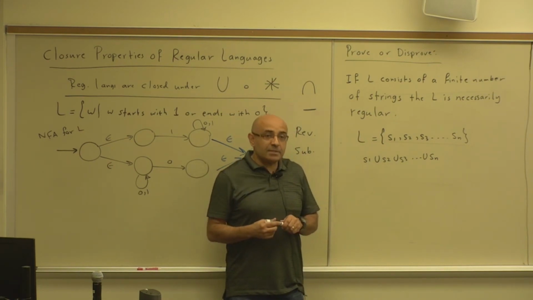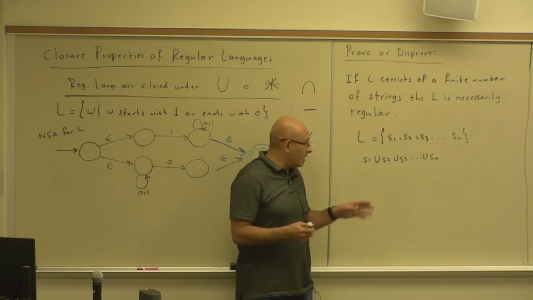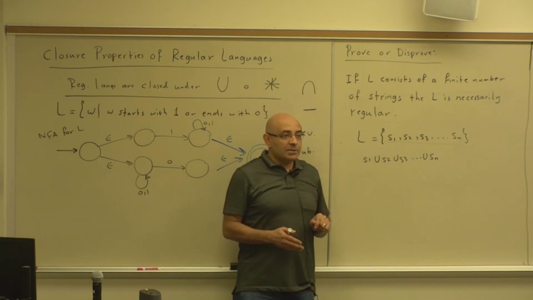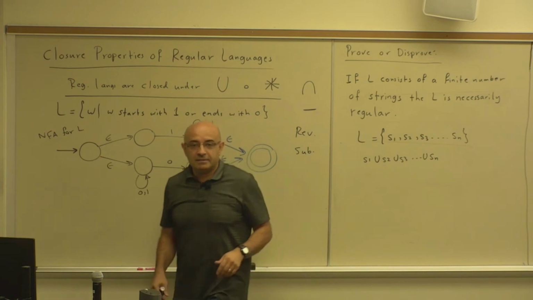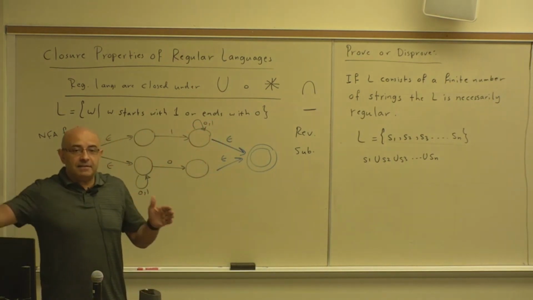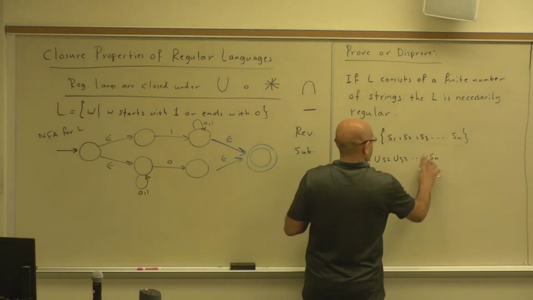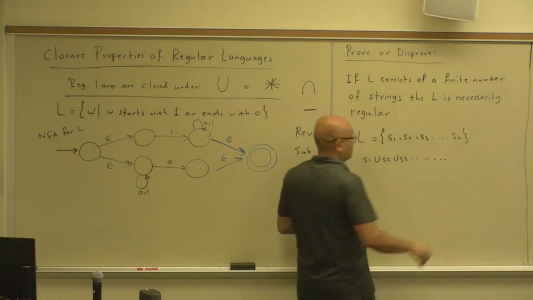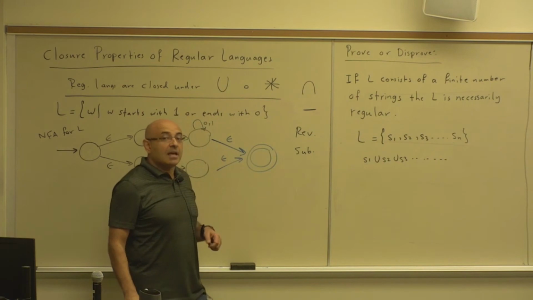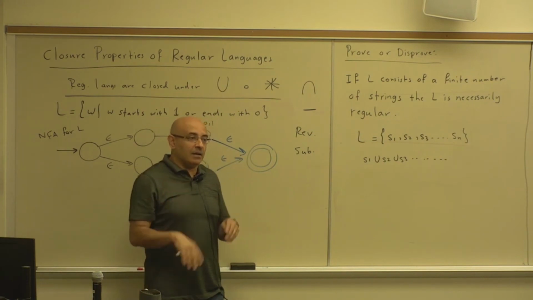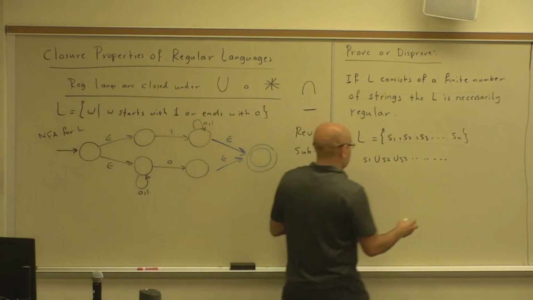Because a regular expression cannot have an infinite number of symbols in it. So a regular expression must be finite. You cannot have an infinite regular expression. You cannot say this in regular expressions. A regular expression must have a finite number of symbols in it.